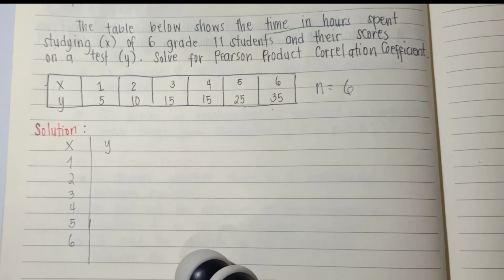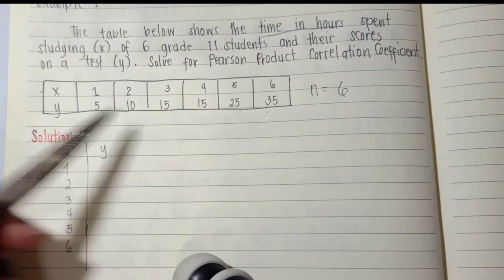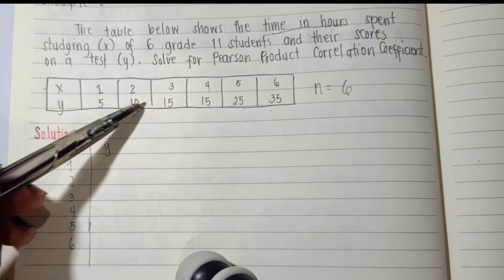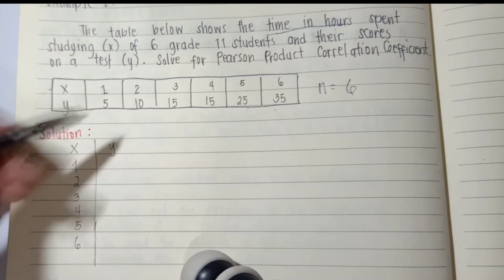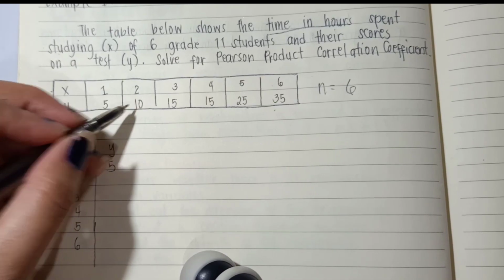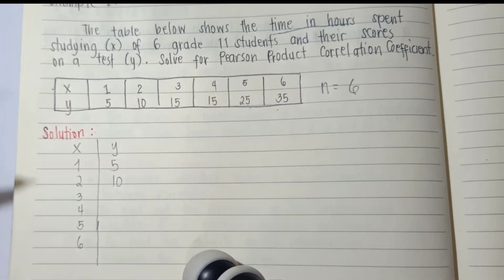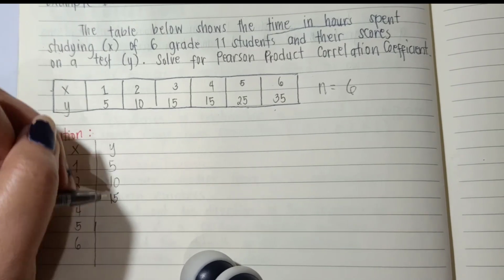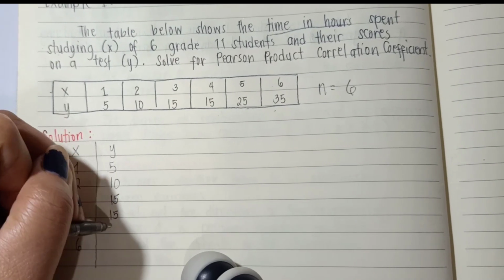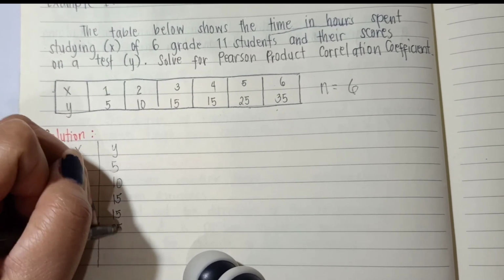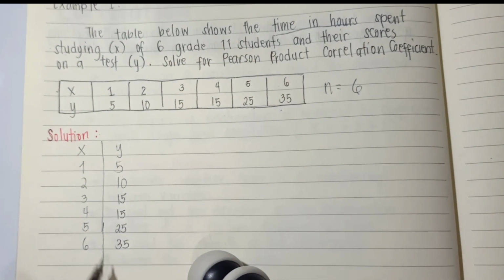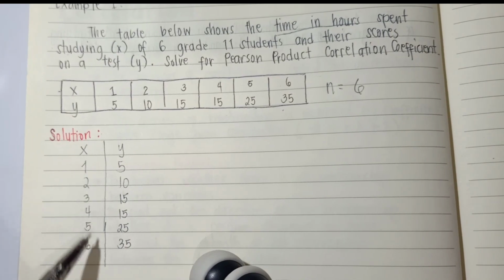Next is we have yung mga Y values naman natin, hindi yan i-arrange in order. Ilalagay mo lang rin siya pababa. Same pa rin ang location. So, yung una natin 5, pangalawa natin ay 10. Pangatlo ay, ayan, 15, 15, 25, and 35. So, yun po yung ating values ng X and Y.